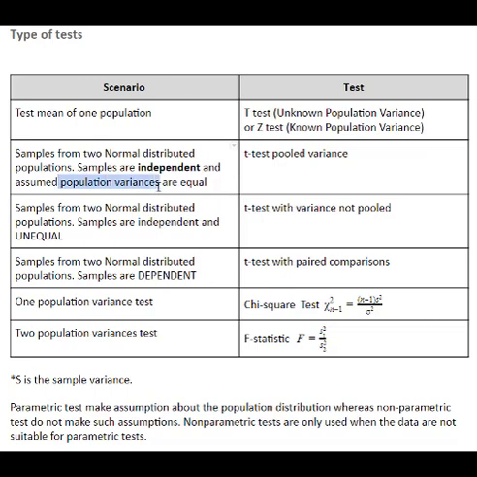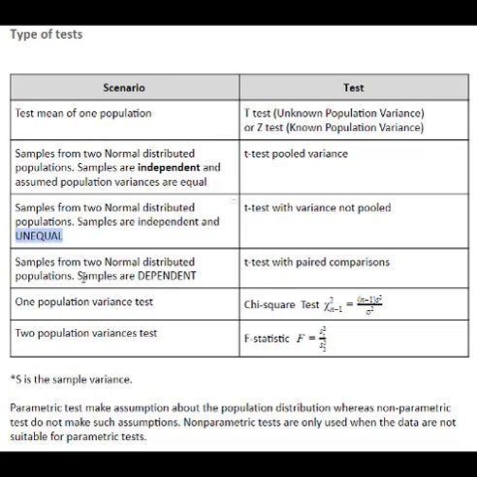In case these two normally distributed populations' samples are still independent, but the population variances are not equal, we shouldn't pool the observations of these two populations. We rather perform two separate t-tests. So it's called the t-test with variance not pooled.